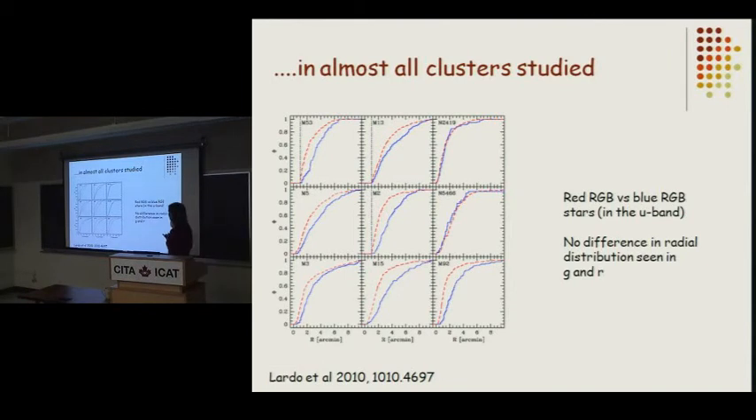This is the radial distribution of only the red giant branch, of the blue side and the red side, from the Sloan Digital Sky Survey. This is done in U, little u now. No radial differences are seen in g and r. For nine different clusters, these two, NGC 2419 and NGC 5466, don't seem to show much radial distribution difference, but all the other ones do.